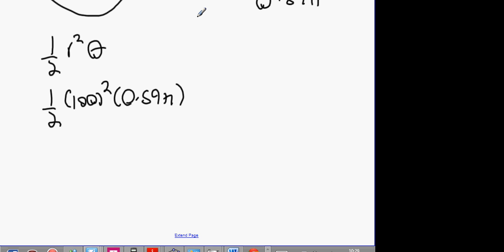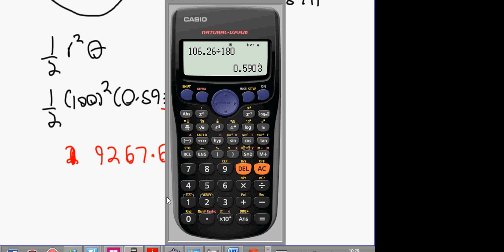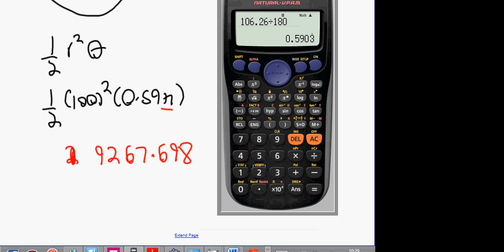2950 pi. Oh wait. 9267.69, 9267.698, 0.698. Can't use the pi in a calculator? No. You use the standard pi.